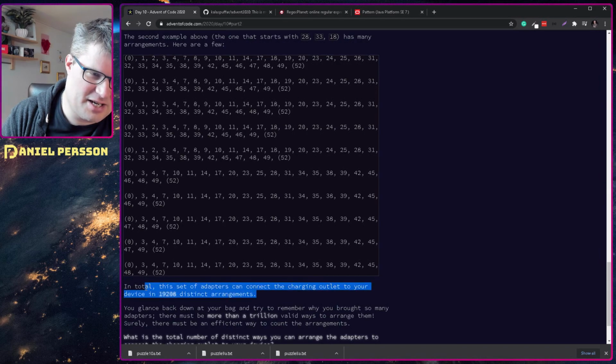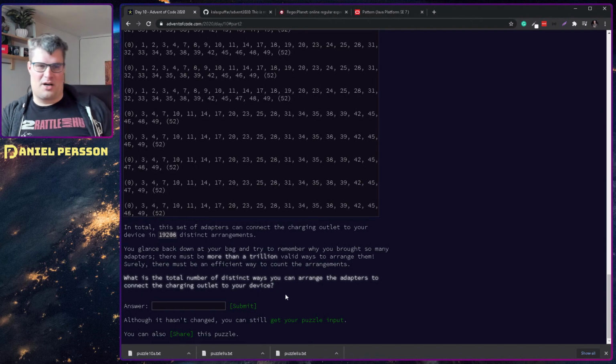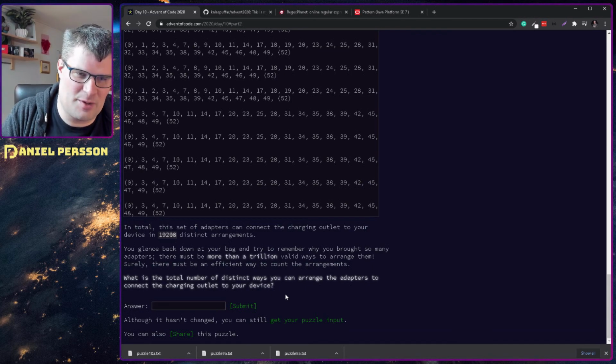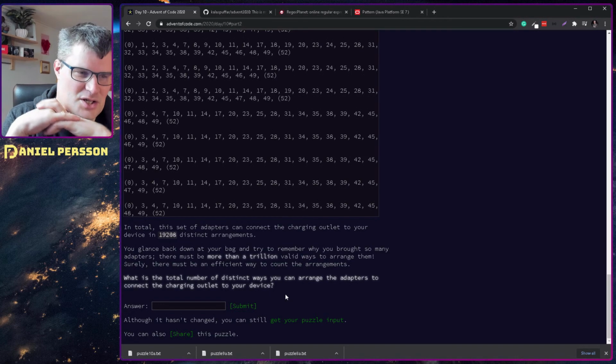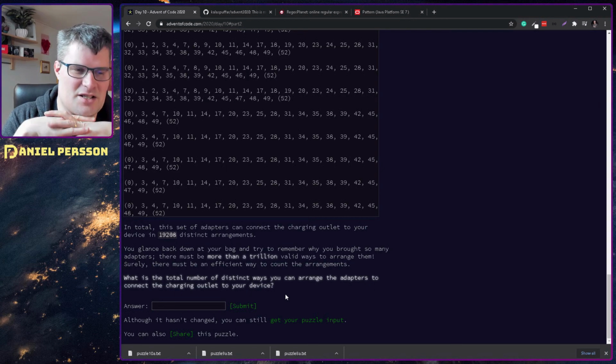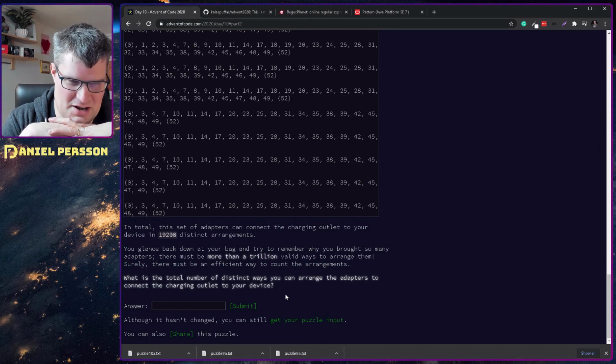In total, the set of adapters can connect the charging outlet to your device in 19,208 distinct arrangements. You glance back at your bag and try to remember why you bought so many adapters. There must be more than 1 trillion valid ways to arrange them. Surely there must be an efficient way to count the arrangements. What is the total number of distinct ways you can arrange adapters connecting the charging outlet to your device?